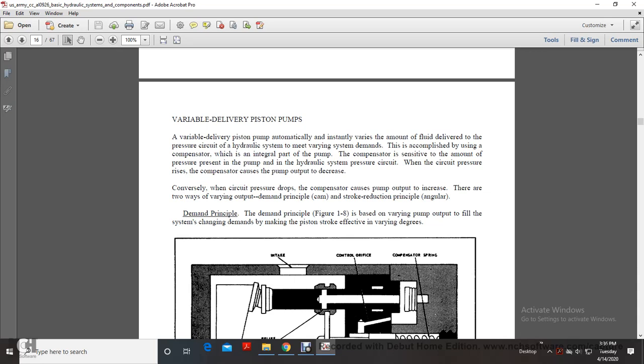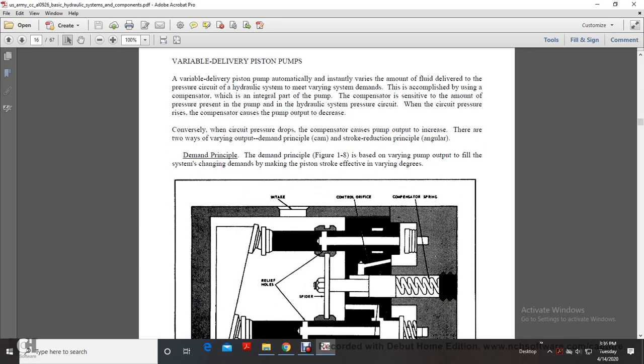When the circuit pressure rises, the compensator causes the pump output to decrease. Conversely, when the circuit pressure drops, the compensator causes the pump output to increase. There are two ways of varying output: the demand principle, and the stroke reduction principle. Angular demand principle. The demand principle in Figure 1.8 is based on varying pump output with the system's changing demands by making the piston stroke vary to different degrees.